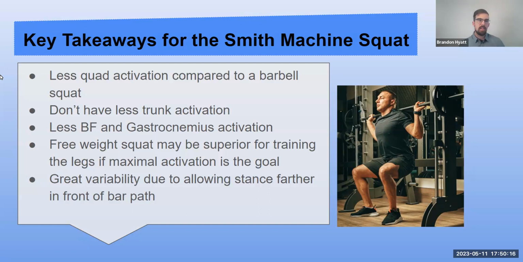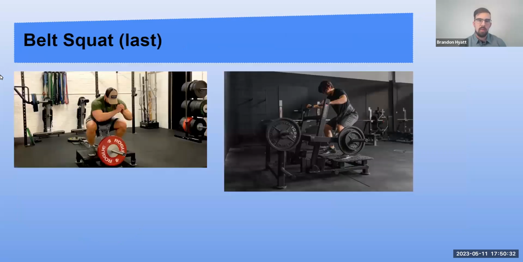Also, there was greater variability due to allowing the stance farther from the bar path. So the Smith machine just might be a good option if you're looking to introduce a little bit of variability in the squat. All right, so just a few little things here and there that are interesting about the Smith machine. All right, last thing, the belt squat.